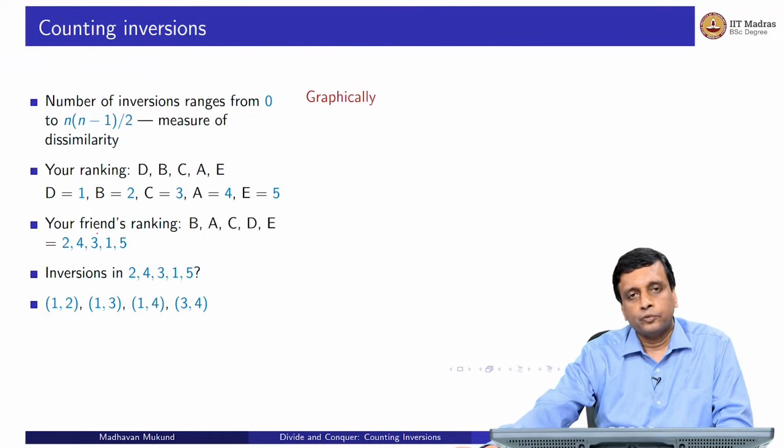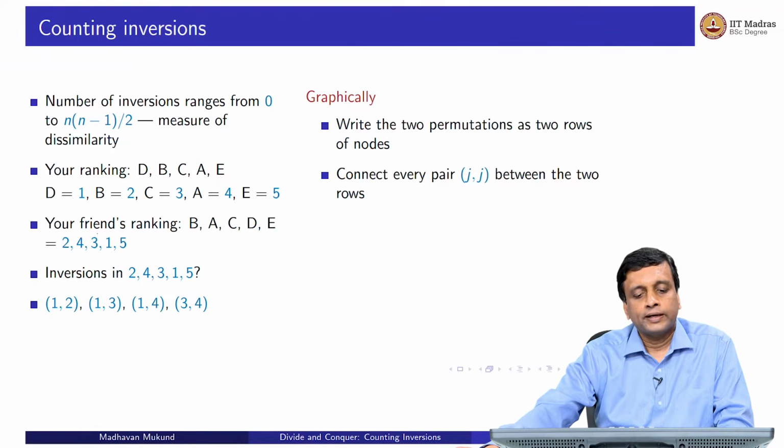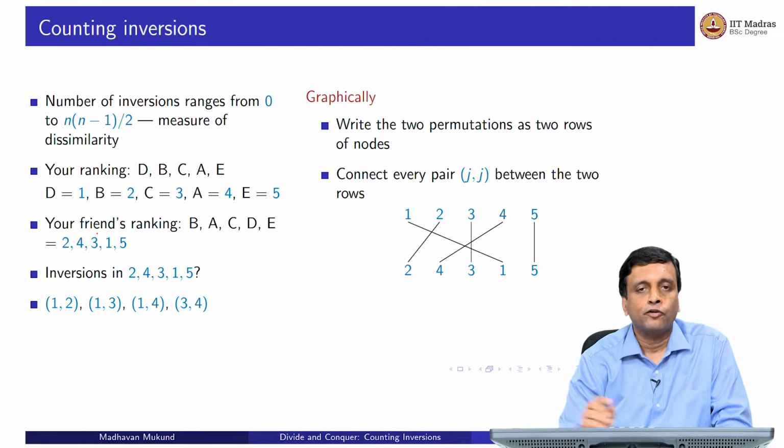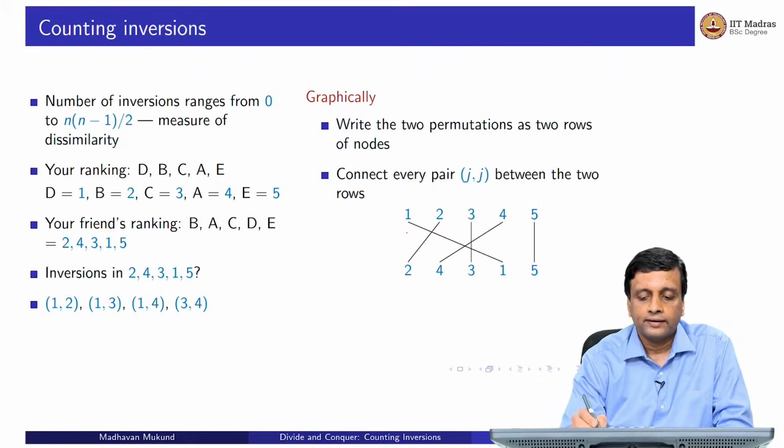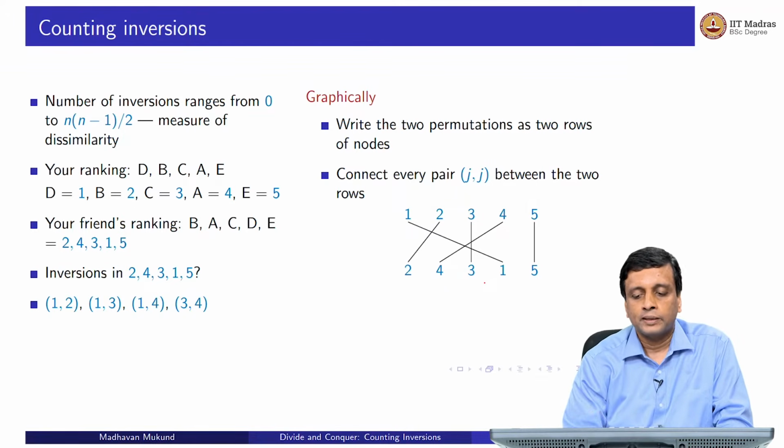So there is another way to picturize this if you like. You can actually write down these two sequences, your sequence and your friend's sequence, as 2 rows of numbers. So 1, 2, 3, 4, 5 is your sequence, 2, 4, 3, 1, 5 is your friend's sequence, and you connect the number on top to the corresponding number on the bottom. So you connect every pair j, j. So 1 is connected to 1, 2 is connected to 2 and so on.